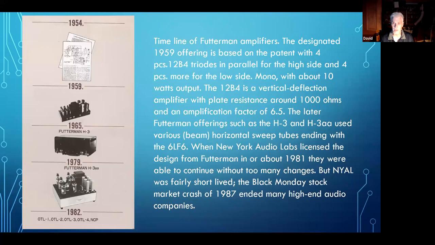Later Futterman offerings such as the H3 and the H3AA use various beam horizontal sweep tubes, finally ending with the 6LF6, which is a very, very high performance tube. I've used it myself over the years in my amplifiers.